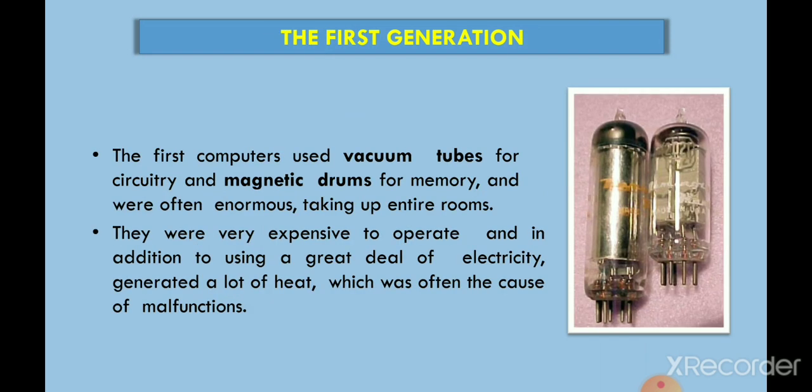Let's discuss the first generation. The first computers used vacuum tubes for circuitry and magnetic drums for memory, and were often enormous, taking up entire rooms. They were very expensive to operate, and in addition to using a great deal of electricity, generated a lot of heat, which was often the cause of malfunctions.